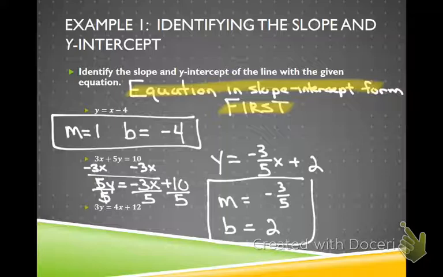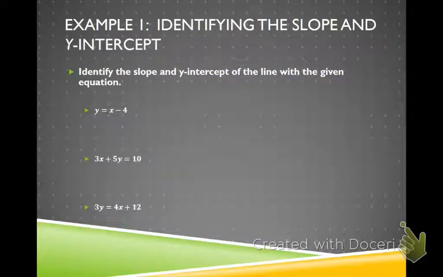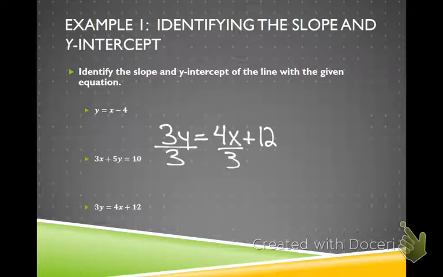I'm going to go to a new screen so I have some room to work. All right, so 3y equals 4x plus 12. What's messing people up is the x is already on the correct side, so I don't have to do anything with this side. It's already in the right order. Now I just have to divide by 3, 3, 3 to get y by itself: y equals 4/3 x plus 4.